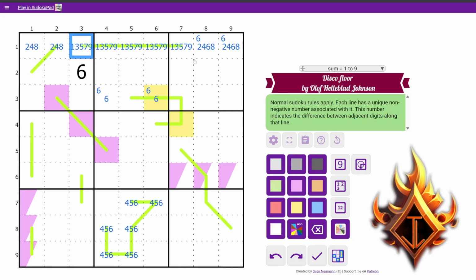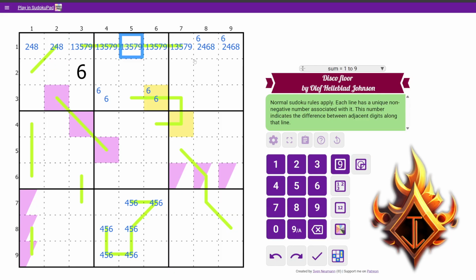Oh, this is also going to... This one has to be 5. I should have got that right away. I think I was treating it like a renban. But this one can't be 1. This one can't be 1. Can't be 9. Can't be 9. This one will be 1 or 9. And this one will be 1 or 9.